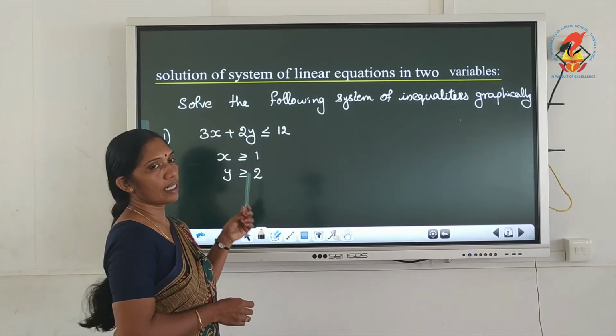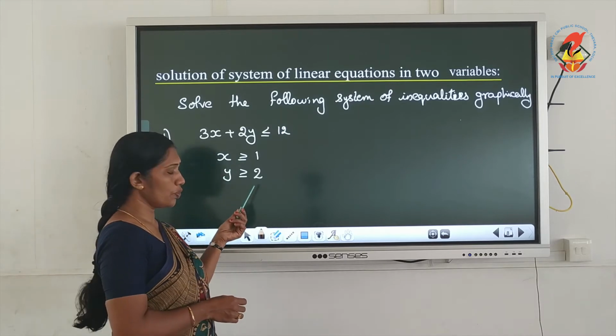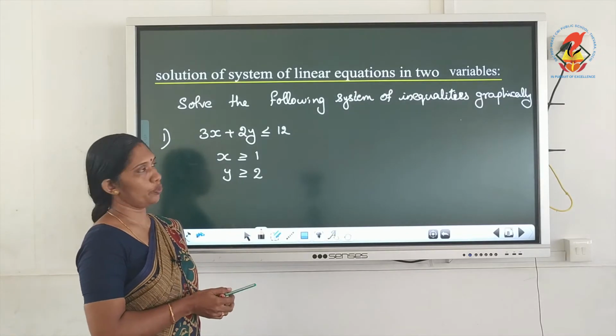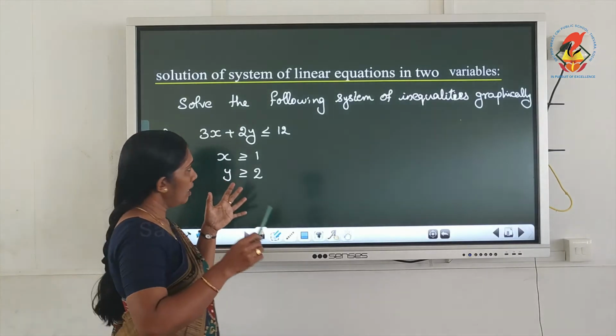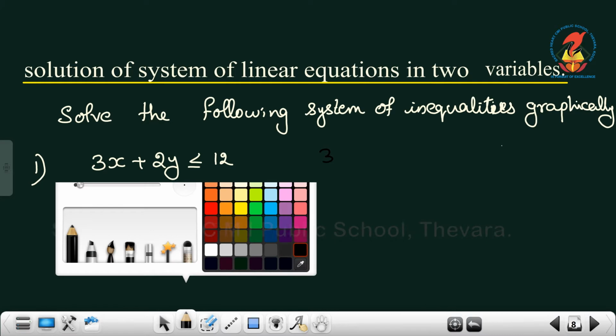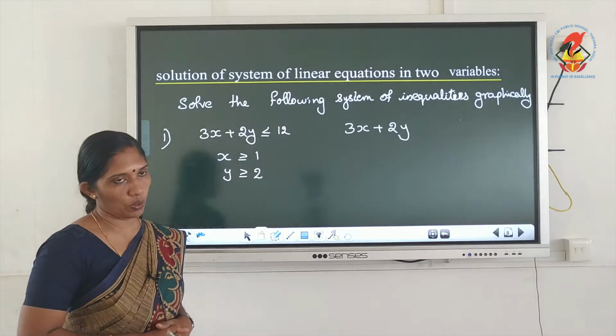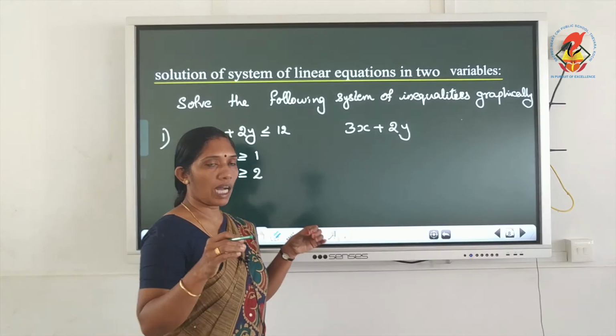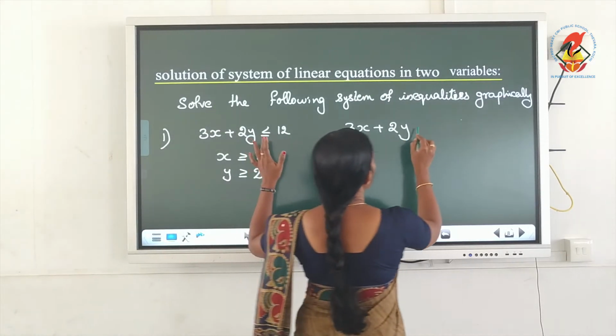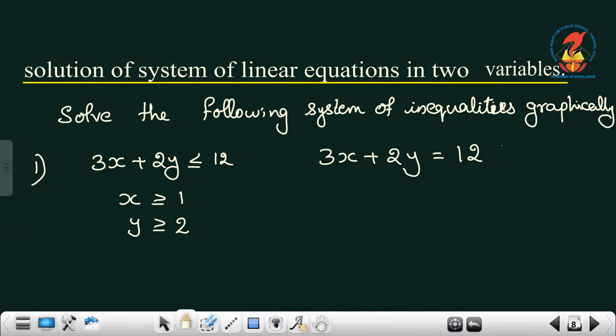3x plus 2y less than or equal to 12, x greater than or equal to 1, and y greater than or equal to 2. So before drawing, first we take the inequality 3x plus 2y less than or equal to 12. When we draw the line, you have to put the equal symbol instead of less than or equal, and then find minimum 2 points. Better you give x 0, y 0.